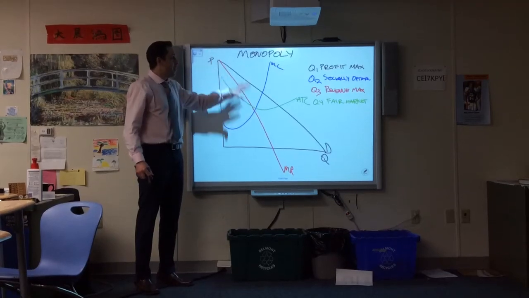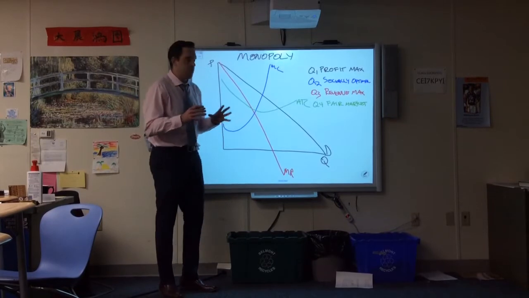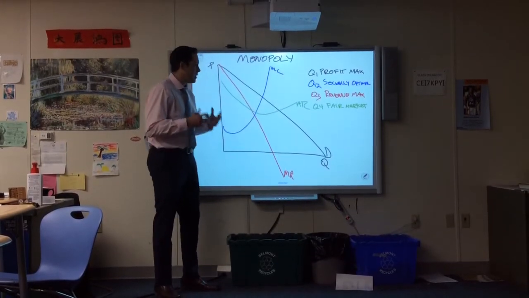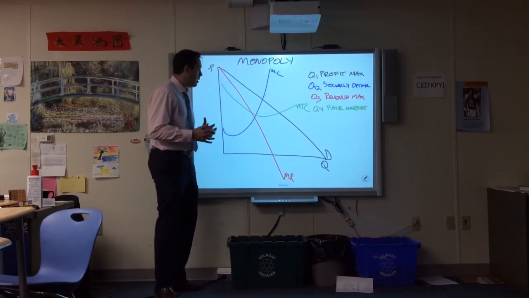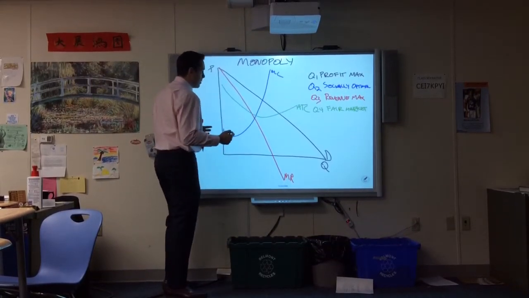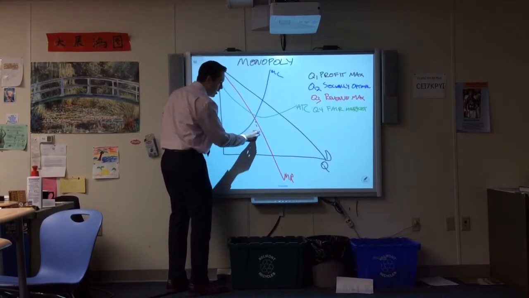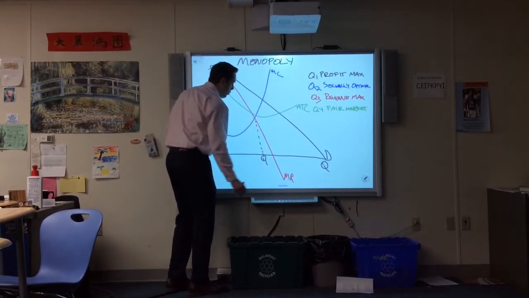So this is a monopoly graph. I want to go over the four major intersections or points of interest on a monopoly graph you'll be asked about. The first will be profit maximization. Profit maximization is going to occur where marginal cost equals marginal revenue. So this is going to be quantity one.